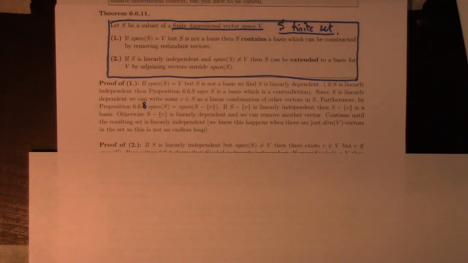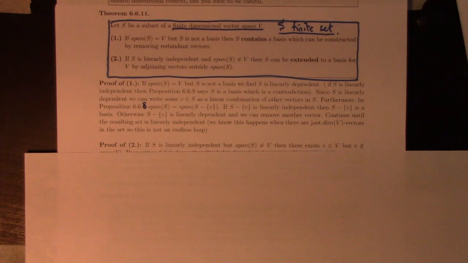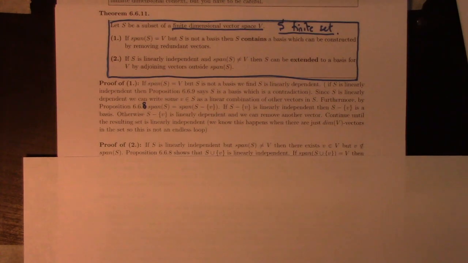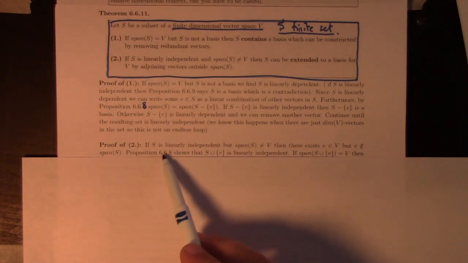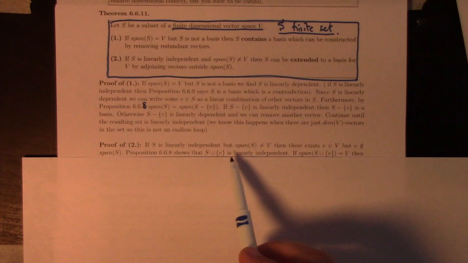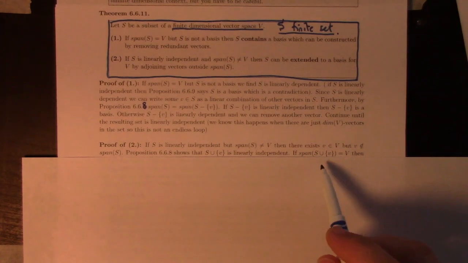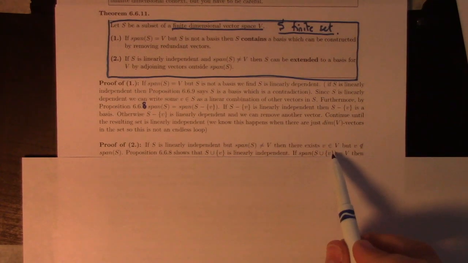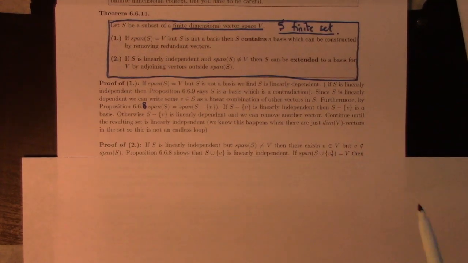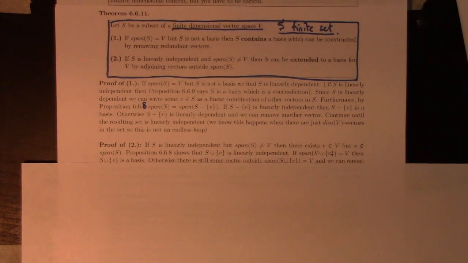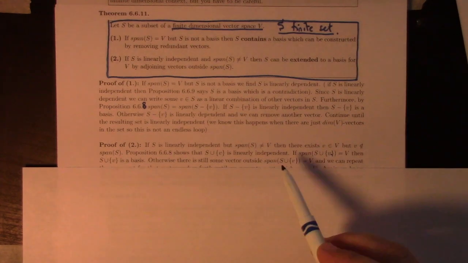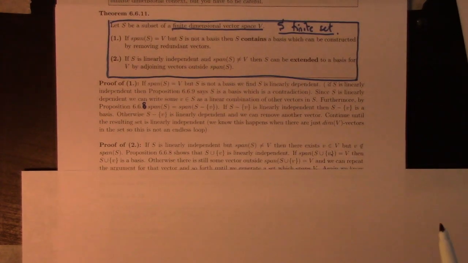Now, part two here. If S is linearly independent, but the span of S is not equal to V, that means that there's some v that's in the vector space, but not in the span. And so proposition, hey, look, I got that one. 6.68 shows that S union {v} is linearly independent. And again, if after adjoining v we get the whole vector space, that means that S unioned with v is a basis. Otherwise, there's still some vector outside, and then we repeat.